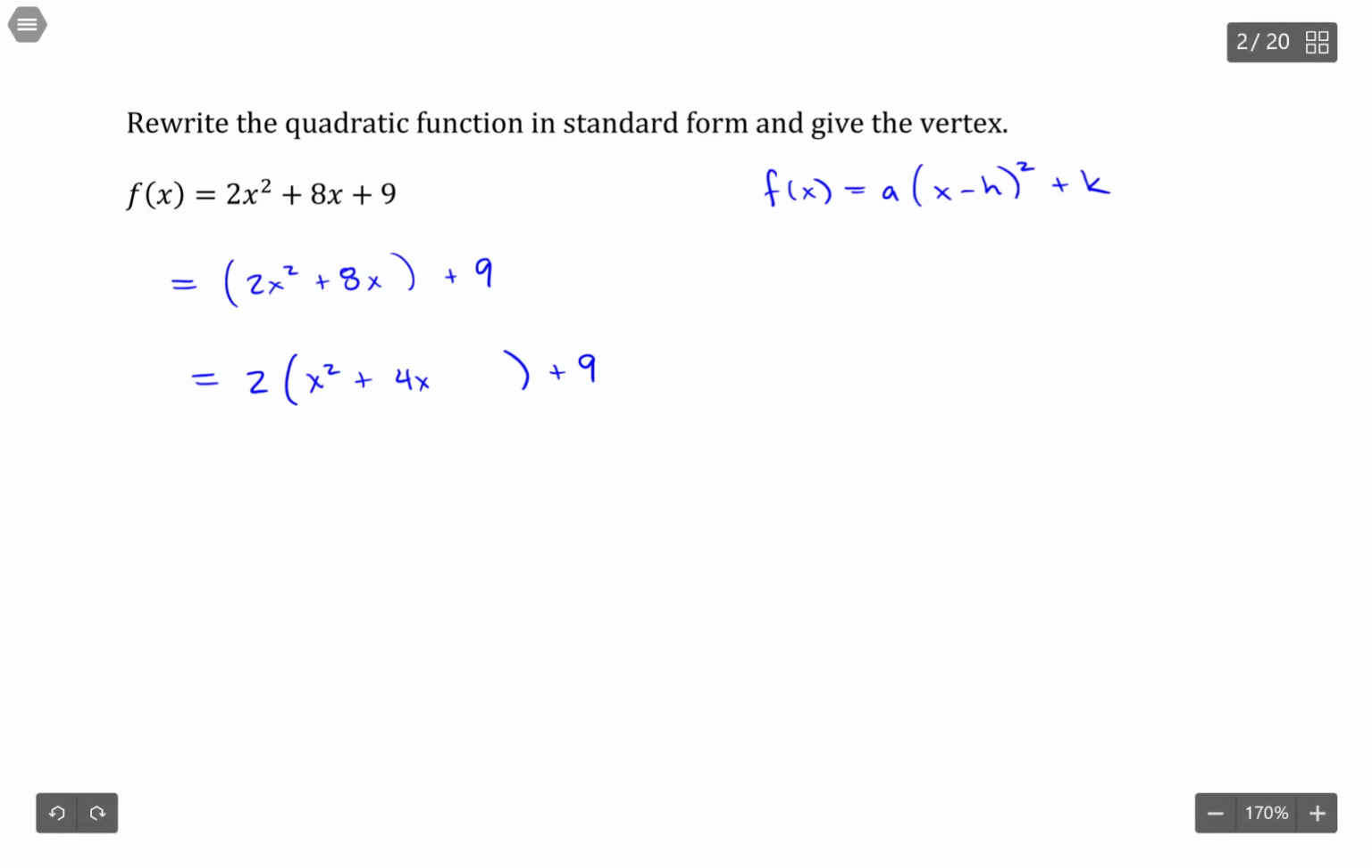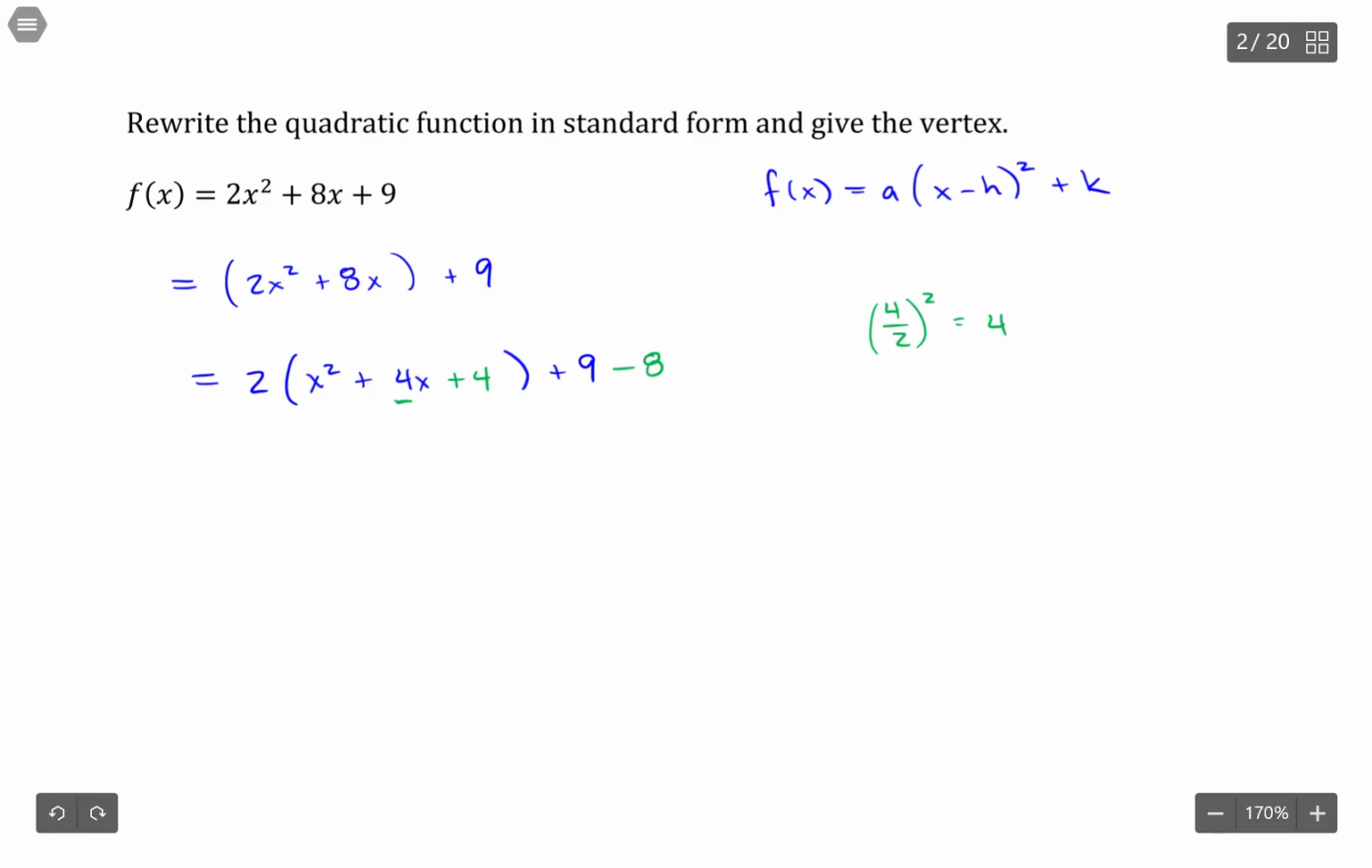Now, to complete the square, we take the value that is multiplying x. We divide it by 2, so 4 divided by 2, and then we square it. So this would be 4 over 2 is 2, squared is 4. So I'm going to add 4 right here, but I have to keep the equation balanced. I can't just add 4 here and make everything balanced. In order to balance it out, what I have to do, and this is kind of surprising, but I'll show you in a second why, I have to subtract 8.